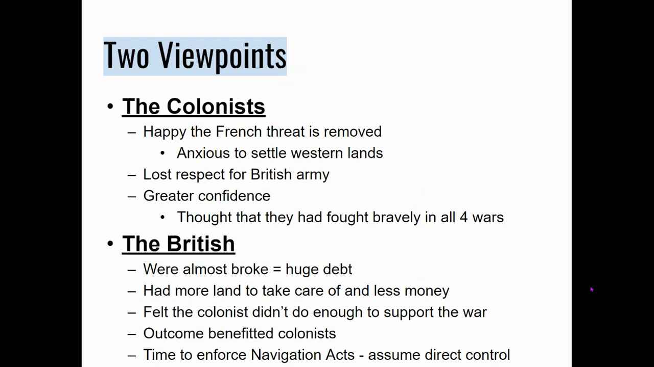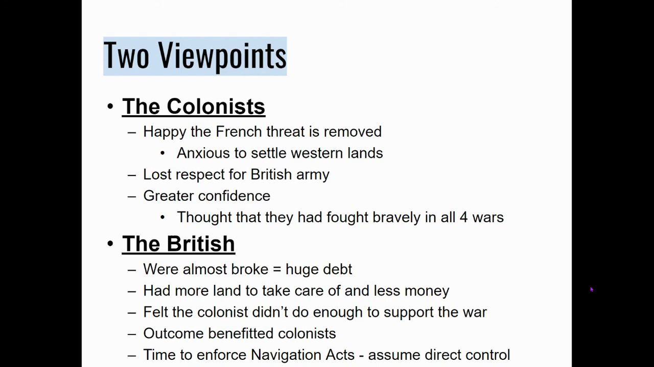There's two viewpoints coming out of this war. One is the colonists. They're very happy the French are gone. And as I said previously, they want to settle these Western lands. And they feel really proud that they helped win this victory. They didn't like the fact that the British Army did not promote Americans, or very few. They were treated very poorly by the British Army, and they did not like that. So that's why they lost respect. But as I said, they have greater confidence. They have now fought bravely in 4 wars that had happened. And really, they expect the idea of this autonomy, this freedom that they'd had to continue.